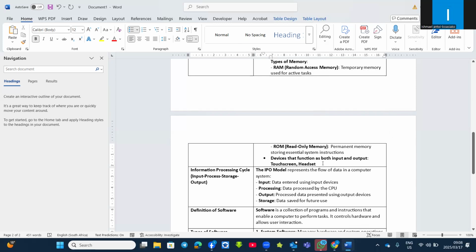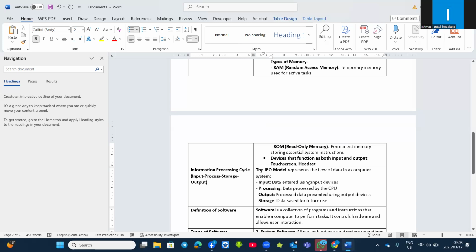Now, we also have devices that can act as both input and output. That means you can use it to capture data and you can also display information. An example is the touch screen. With a touch screen, you can enter data and you can also see whatever you enter on the screen. Headset is also both an input and output device.